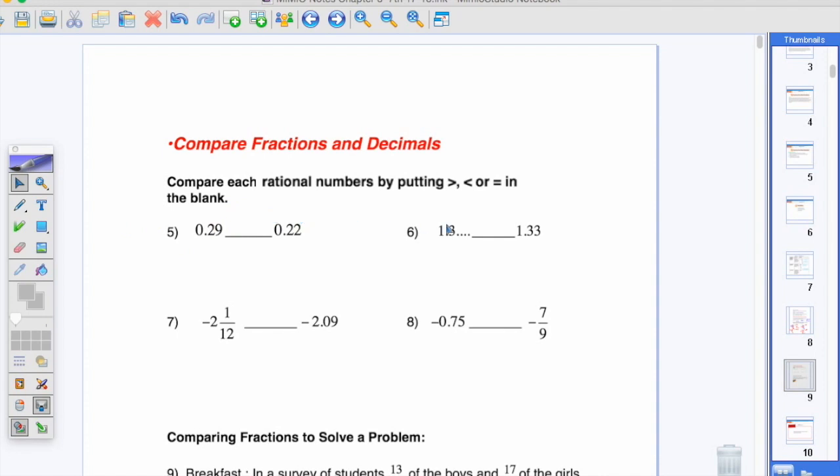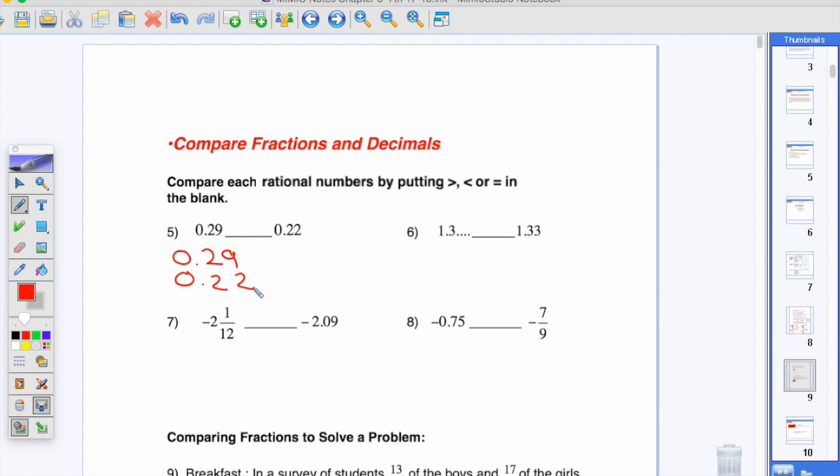In the next section, we're going to compare fractions and decimals. So we're going to compare rational numbers by putting the greater than, less than, or equal sign into the blank. In our first example, we're comparing two decimals, 29 hundredths and 22 hundredths. The first thing we want to do is line up our decimal places.